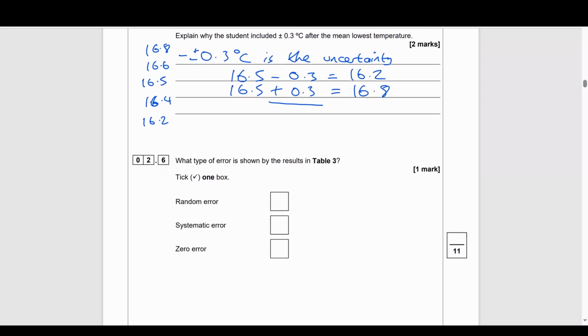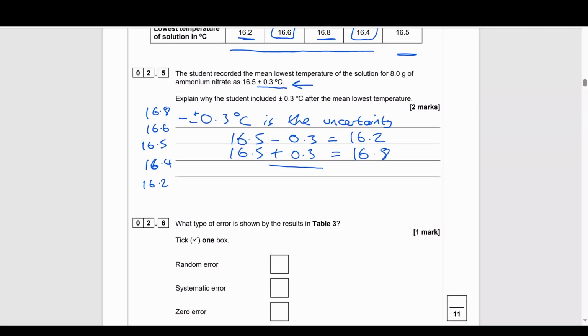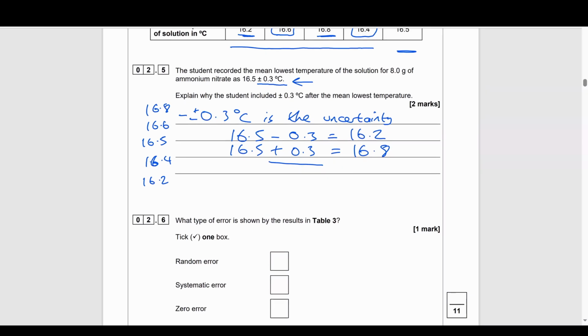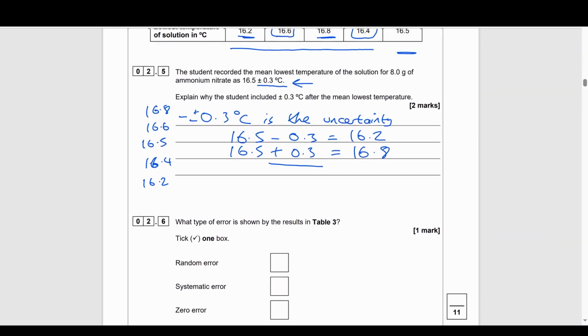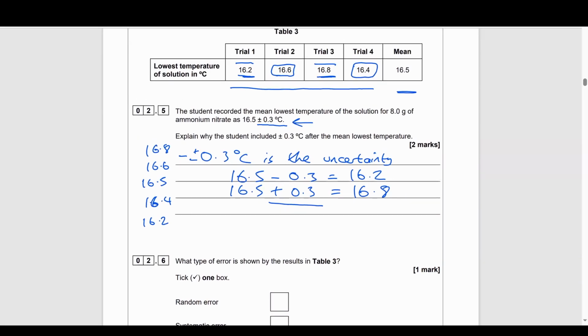What type of error is shown by the results in table 3? Tick one box. Well, we have to look at our different types of errors now. The first one says random error. So what could be the reason why we have these different results?